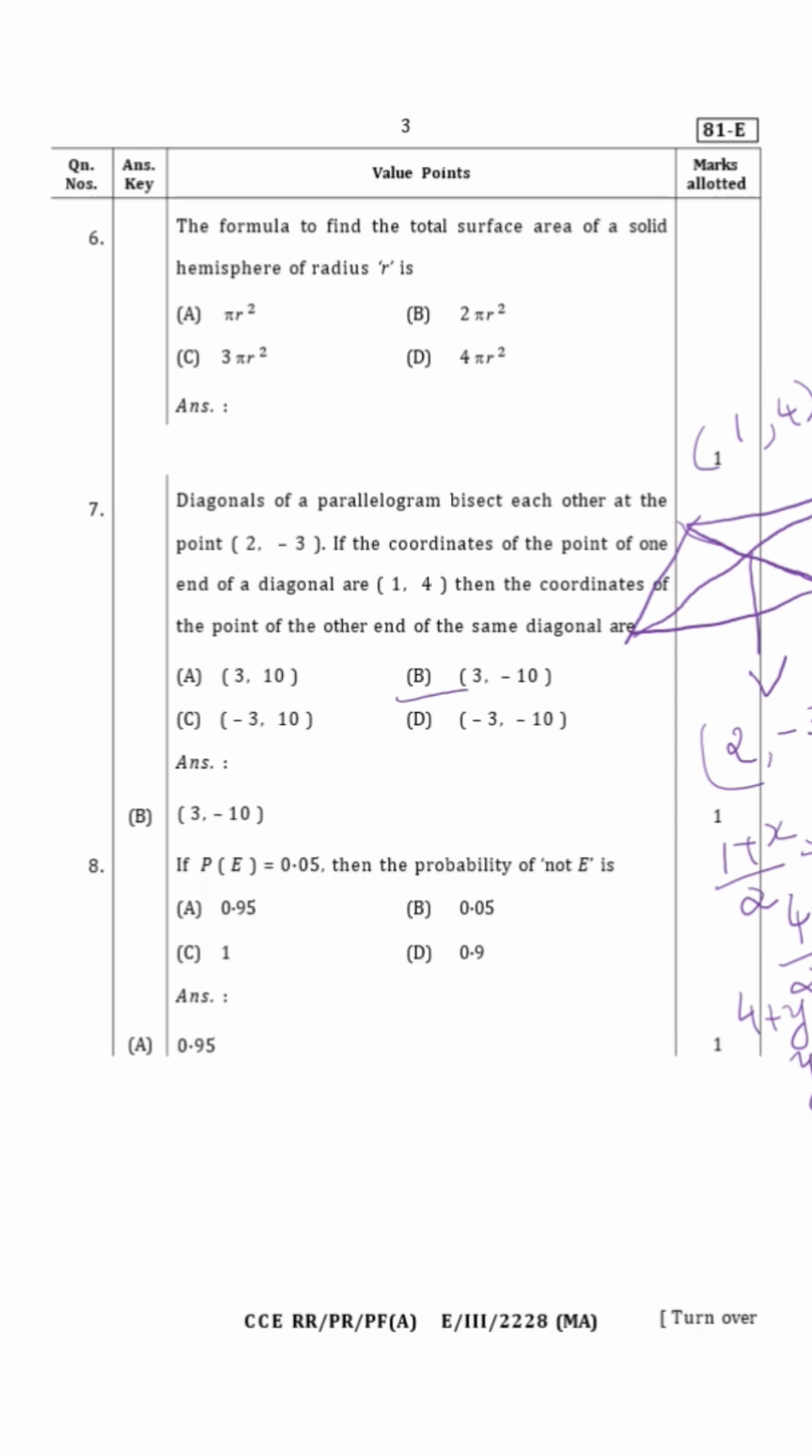The question is taken from the chapter Coordinate Geometry. If P of E is equal to 0.05, then the probability of not E is. The question is taken from the chapter Probability. Here total probability of an event is 1. So 1 minus 0.05, that is equal to 0.95. So option A, 0.95, is correct.